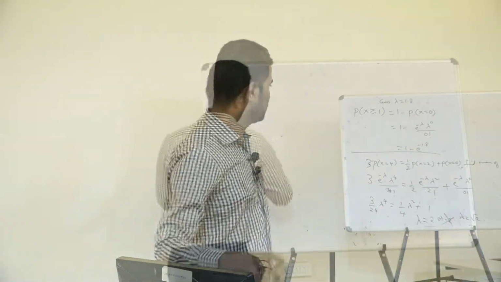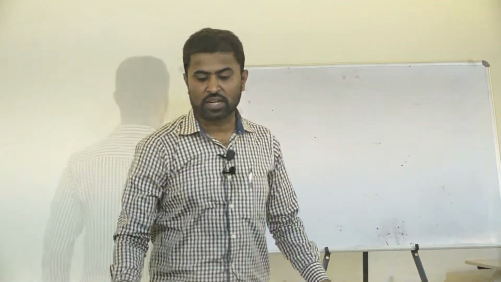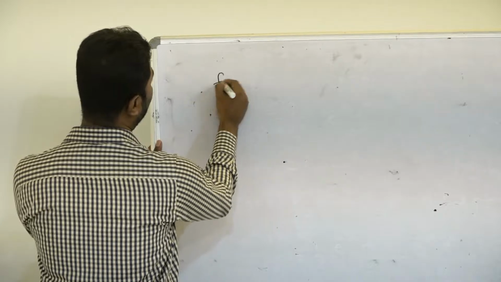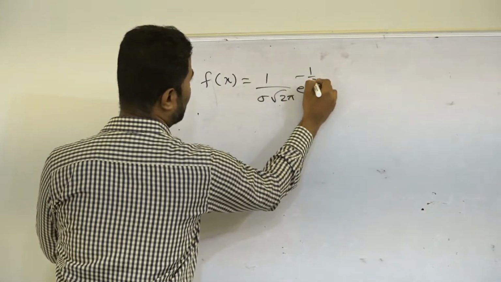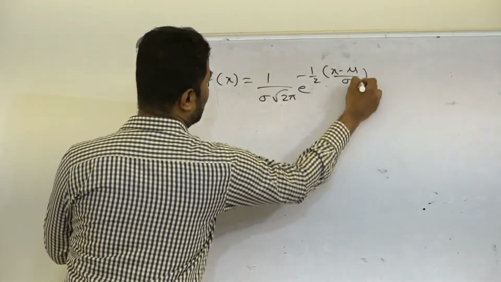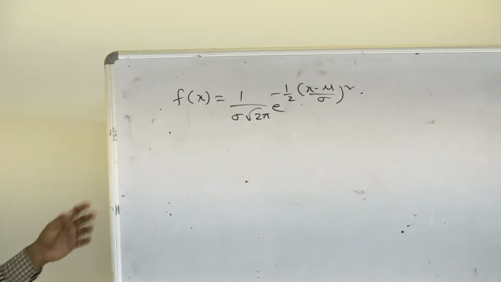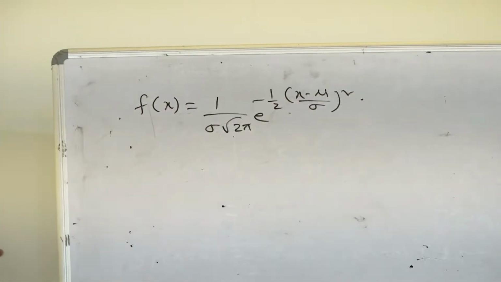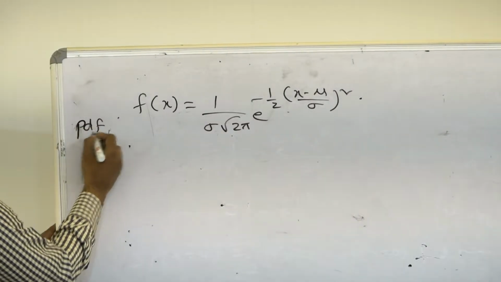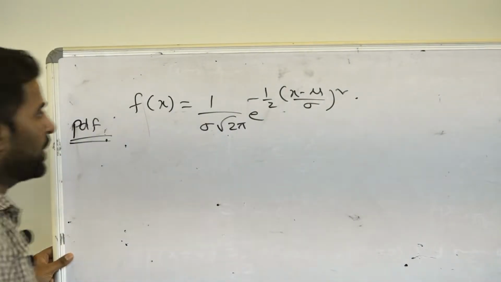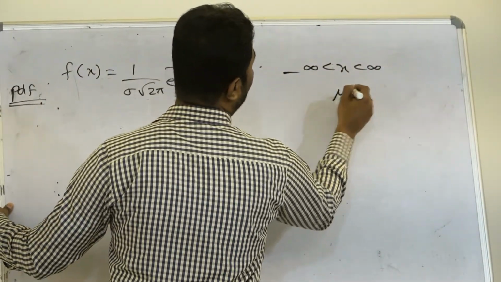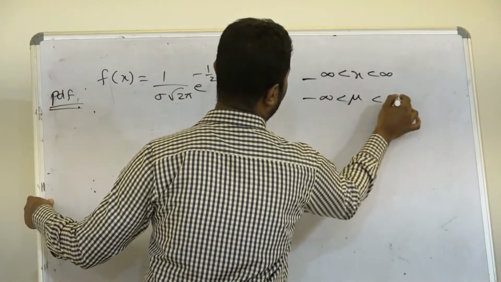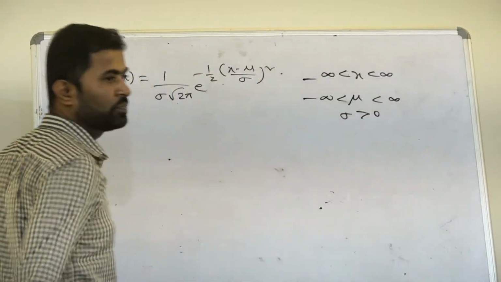Normal. So normal I did not start yesterday. This is the PDF of normal, where minus infinity less than x less than infinity, and mu value also lies between this, but sigma is greater than 0.